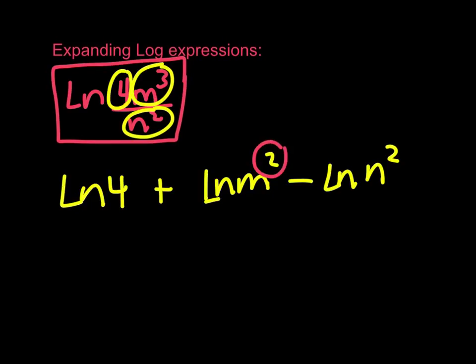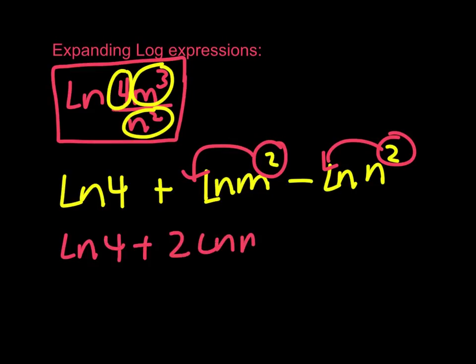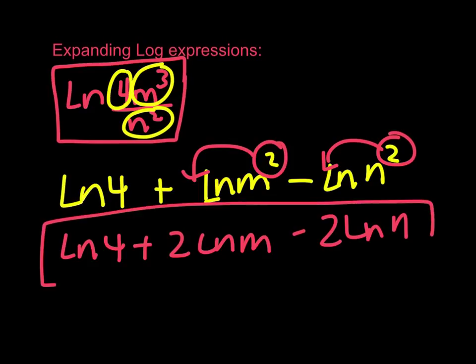Next thing I'm going to do is move my exponents to the front. So this is natural log of 4 plus 2 natural log of m minus 2 natural log of n. And that is my expansion.